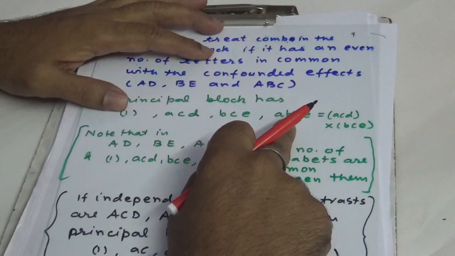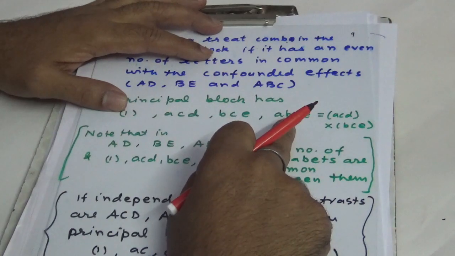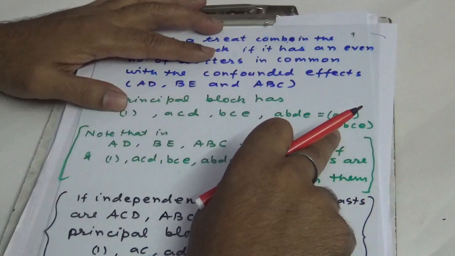4 elements, and we had a 2 to the power of 5 factorial experiment, and we wanted to confound p equal to 3 effects. This is AD, BE and ABC. So now we have obtained the block size of 2 to the power of 5 minus 3, which is 4.